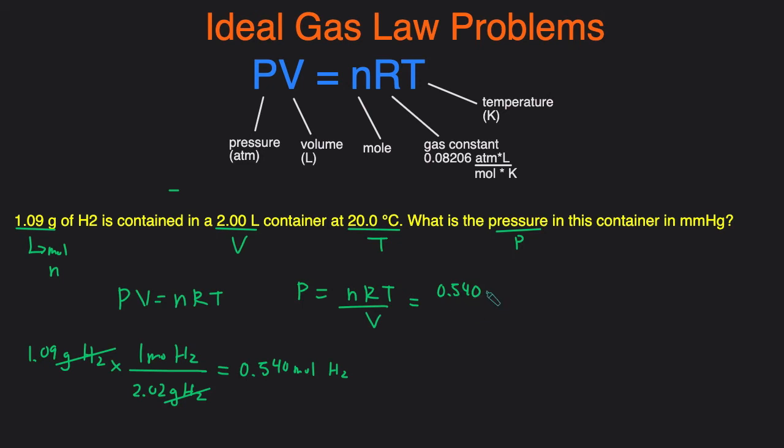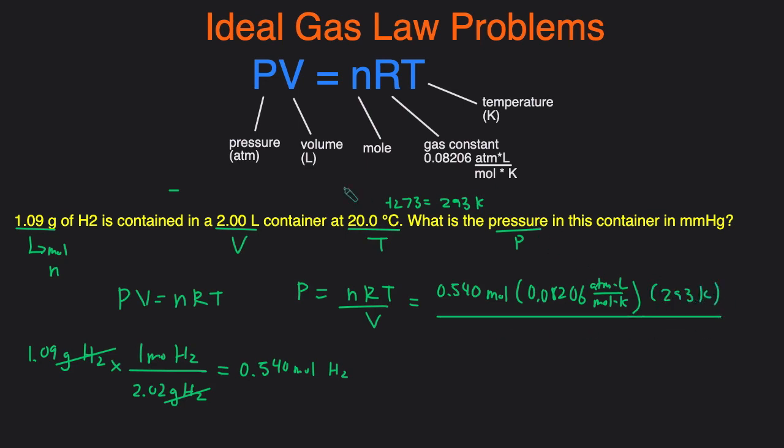R is the gas constant, let me just write the units as well. So 0.540 moles. The gas constant is 0.08206 atm times liters divided by moles times Kelvin. And then temperature, that has to be in Kelvin, but it's in degrees Celsius right now, so we'll just add 273 to this, and that'll be 293 Kelvin. Divided by the volume. The volume is 2.0 liters, which matches the unit that we want. And then we can cross out the units. Moles will cancel out, liters will cancel out, and Kelvin will cancel out.